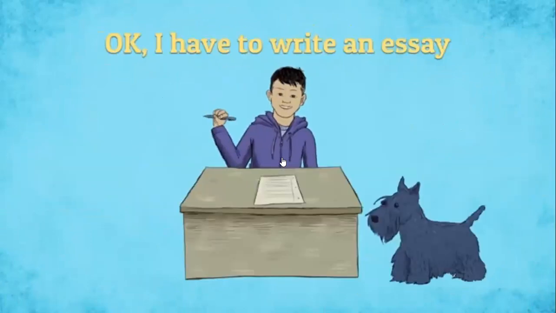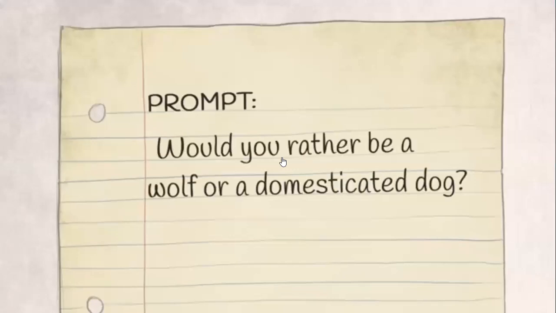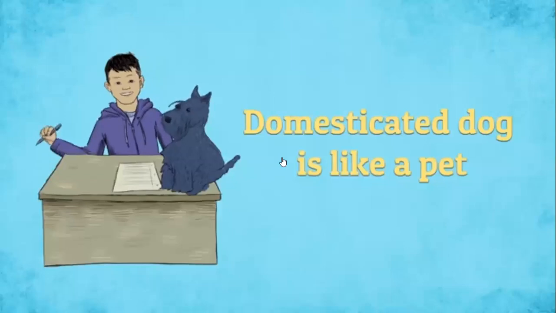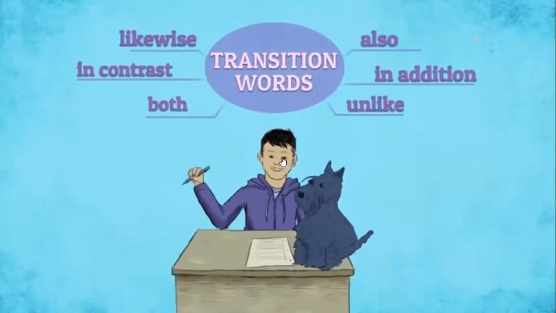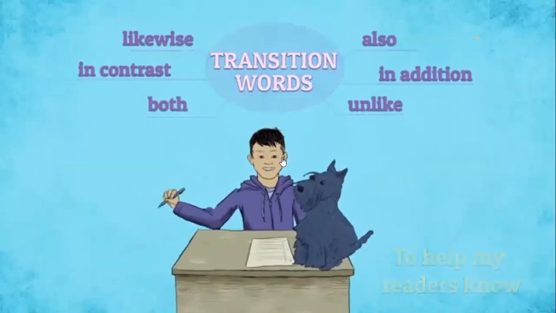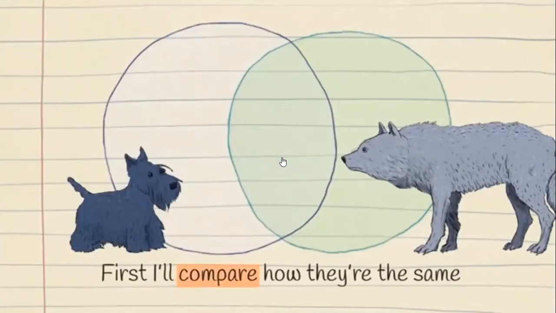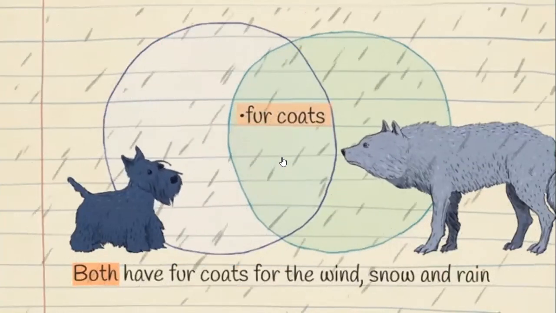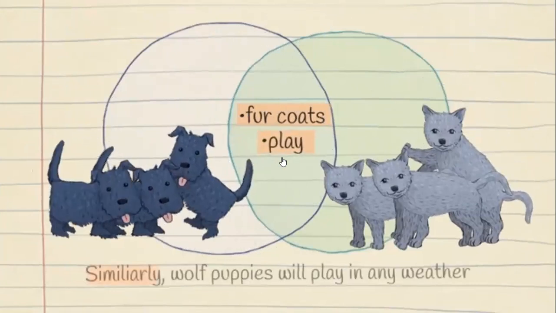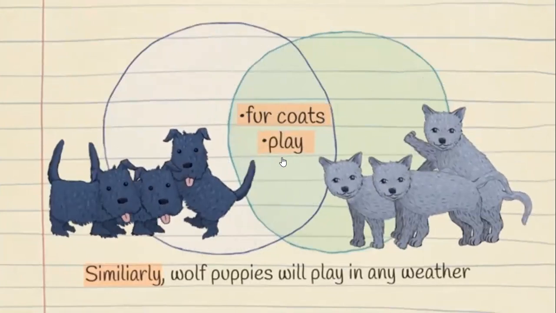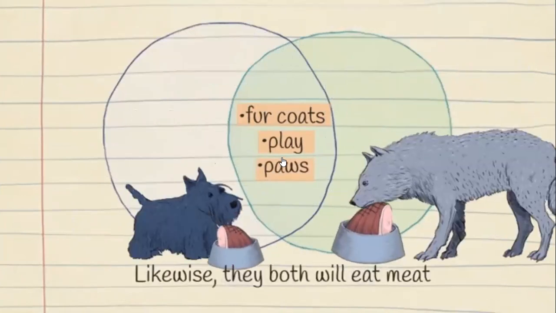Okay, I have to write an essay. Here's the prompt. Would you rather be a wolf or a domesticated dog? Domesticated dog is like a pet. I'ma compare and contrast. That'll help me pick. I use transition words to help my readers know that I'm comparing and contrasting. Here we go. First, I'll compare how they're the same. Both have fur coats for the wind, snow, and rain. Domesticated dogs love to play together. Similarly, both puppies will play in any weather. Pet dogs have paws. Wolves do as well. Likewise, they both will eat meat.